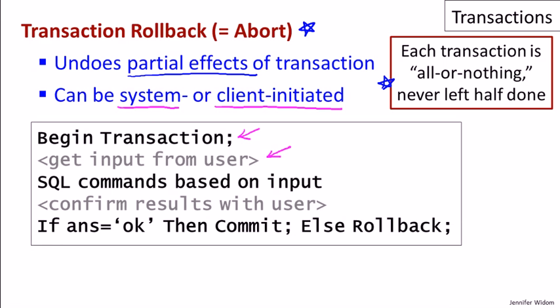It asks the database user for some input. It performs some SQL commands, maybe some modifications to the database based on the input from the user, confirms that the user likes the results of those modifications, and if the user says okay, then the transaction is committed and we get an atomic execution of this behavior. But if the user doesn't say okay, then the transaction is rolled back, and automatically these SQL commands that were executed are undone. That frees the application from writing the code that undoes those commands explicitly.